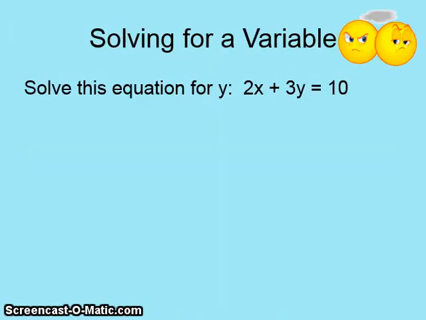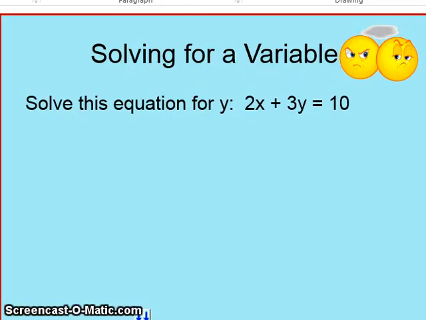For example, here we have a literal equation, and this needs to be in your notebook. 2x plus 3y equals 10, and we want to solve this equation for y. Now the goal of this is still the same. We want to get y by itself. We want to have y equals something, and it's something that we could plug into this equation to get a true statement. So we want to get y by itself.